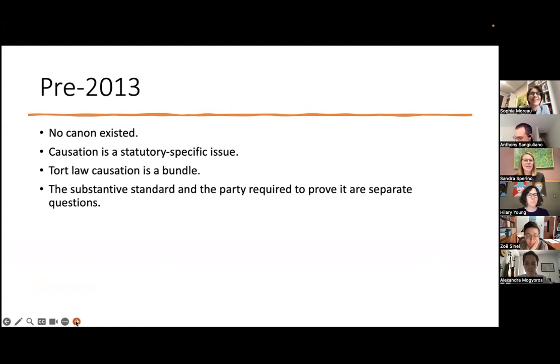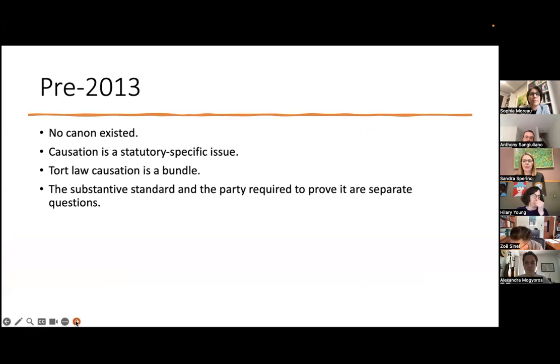So what I argue in the article is that prior to 2013, no canon existed. So there was no causation canon. Instead, what the court tended to do, both in discrimination cases and in other areas of the law, is to treat factual cause as a statute-specific issue. So what it did, if we were in a textualist era, was look at the words in the specific statute, and then try to use those words within the context of the broader statute to figure out which causal standard to apply.